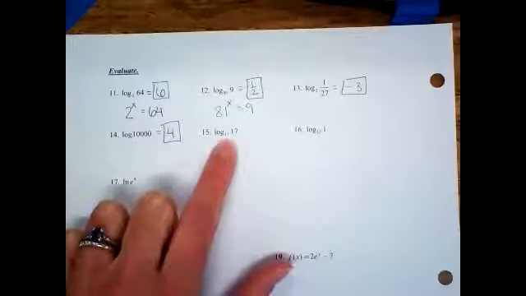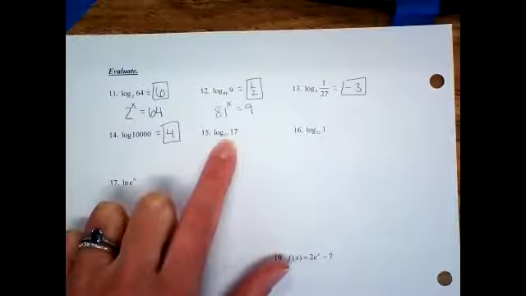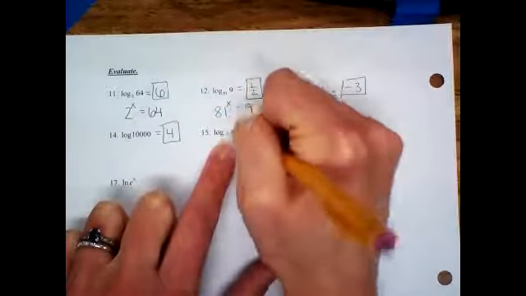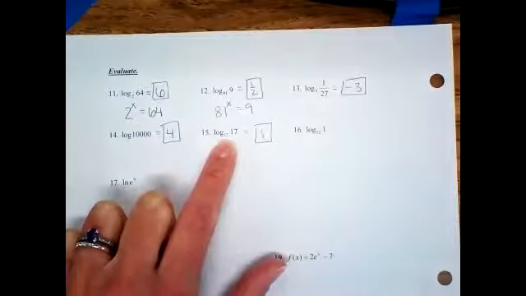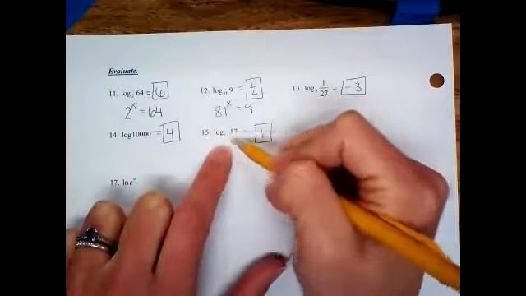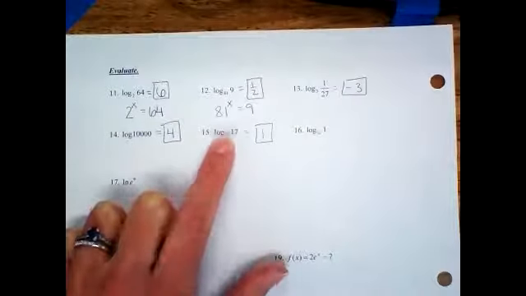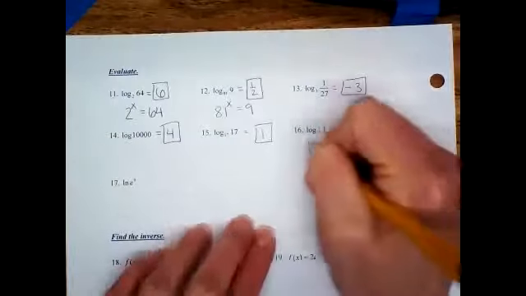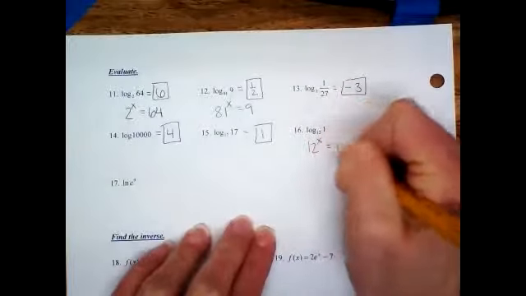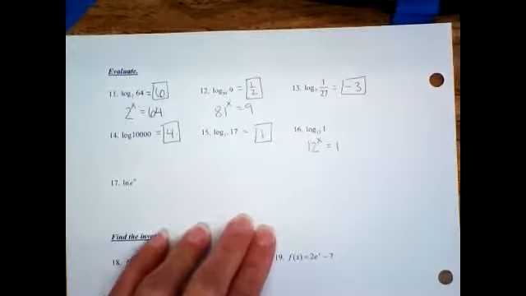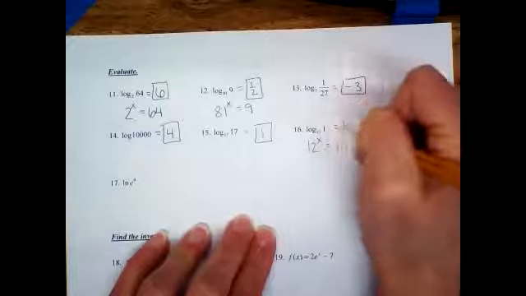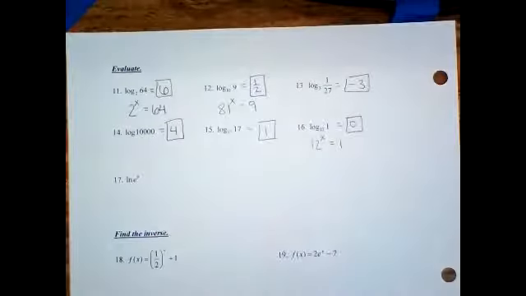How about this one? It's 17 to what power gives you 17? Yeah, anything to the 1st is going to be itself. Or the other way you can think of that is these canceling out and you just get 1. And then how about this one? It's 12 to what power gives you 1? 0. So anytime you see a 1 there, it's going to be 0 because anything to the 0 power gives you 1. It doesn't even matter what the base is.